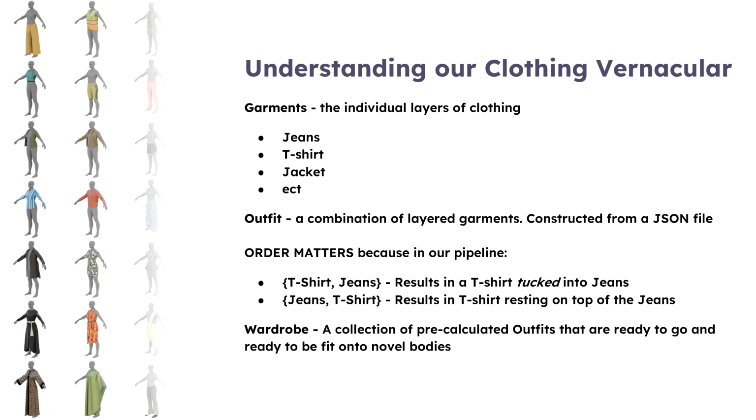These are often constructed in a JSON file, and for us, order really matters, because in our pipeline, t-shirt comma jeans would result in a t-shirt that's tucked into the jeans, while jeans comma t-shirt would be a casual t-shirt resting on top of the jeans. And finally is our wardrobe. This is a collection of pre-calculated outfits that are ready to go and ready to be fit on any novel body that we might throw at it.